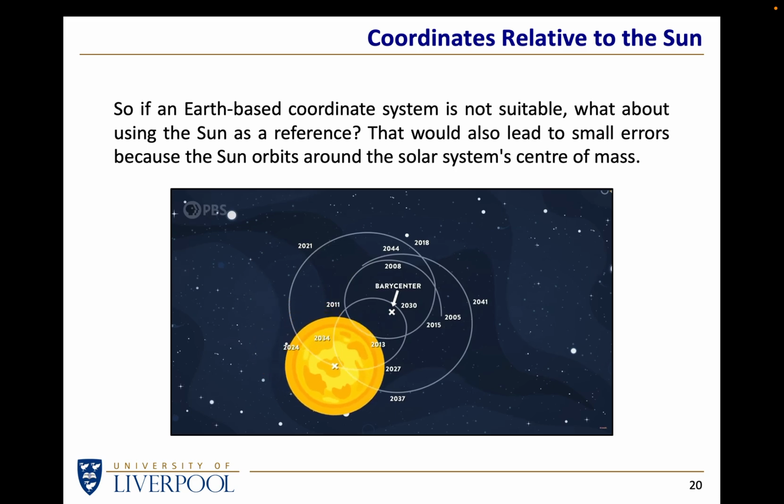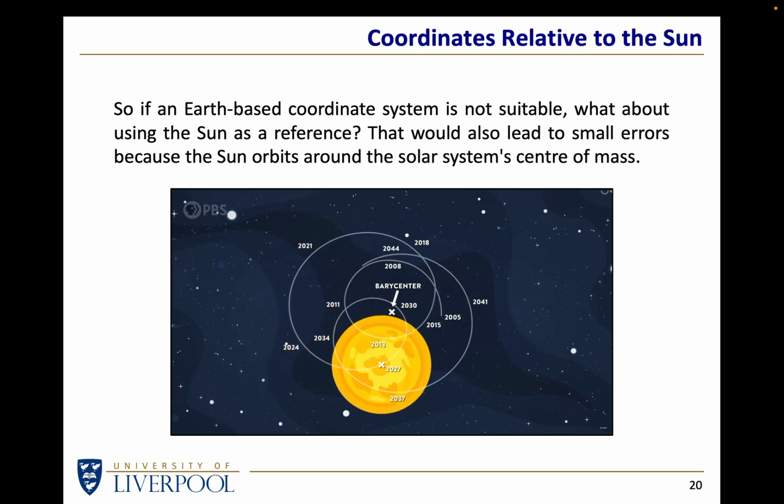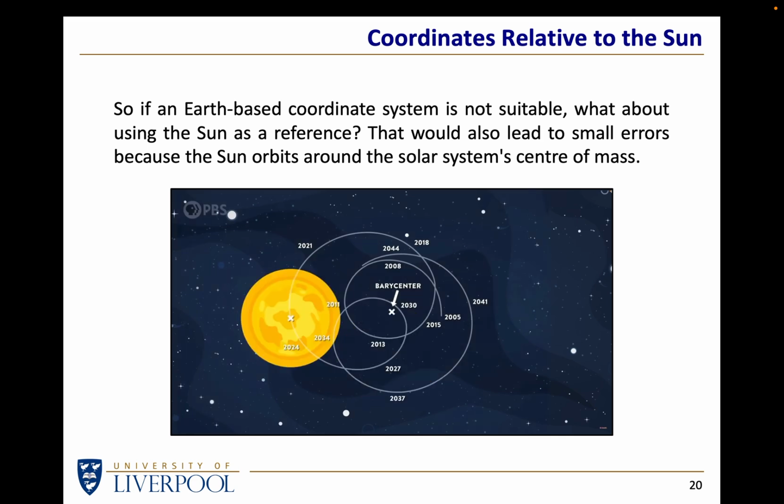In this animation, it's slowing down slightly to show us that as we go into 2027, 2028, the center of the solar system actually falls inside the sun. But at other times, for instance, back in the early 2020s, the sun was actually quite some way away from the center of the solar system.